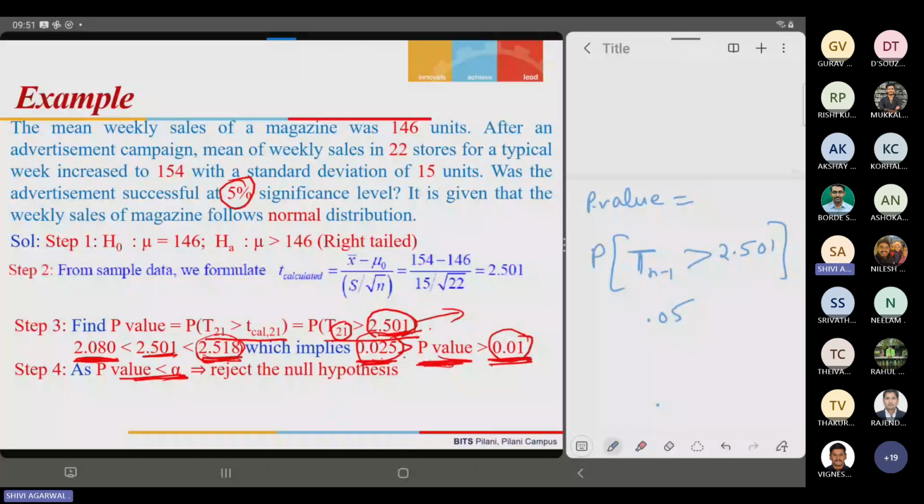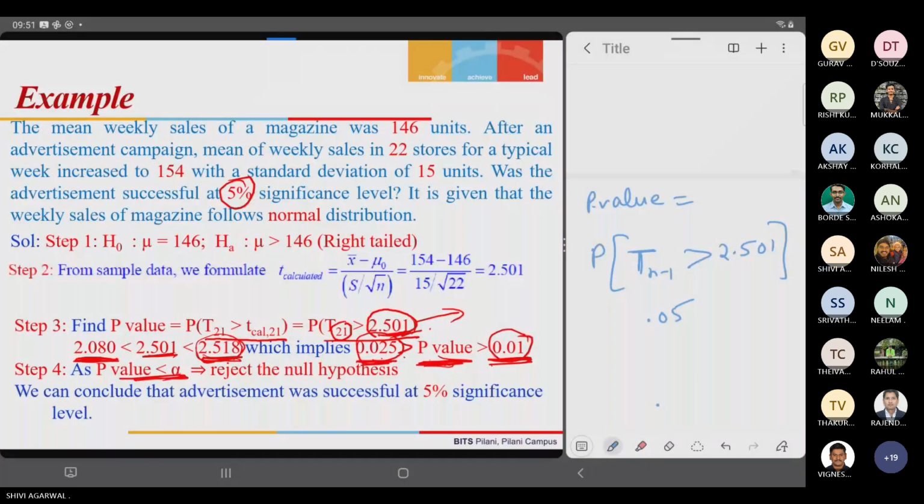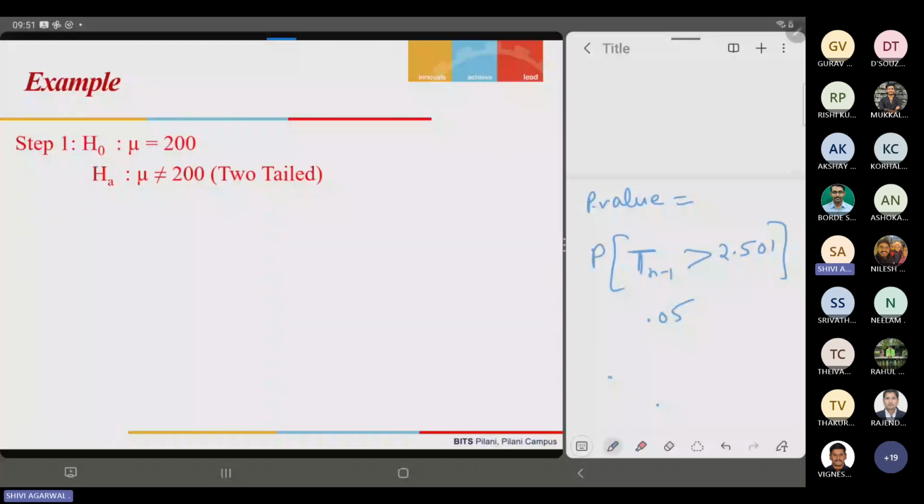Correct? So there is a little bit of difference between the Z-test and T-test. Be careful about it. So we conclude that the advertisement was successful at the 5% level of significance because we reject the null hypothesis. Okay? One more question.